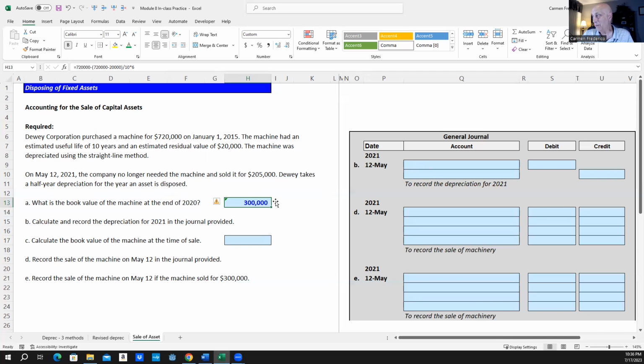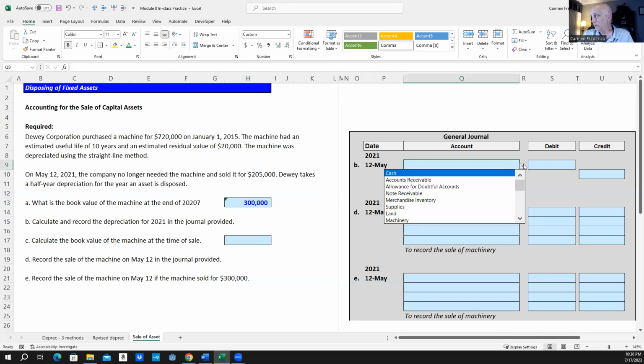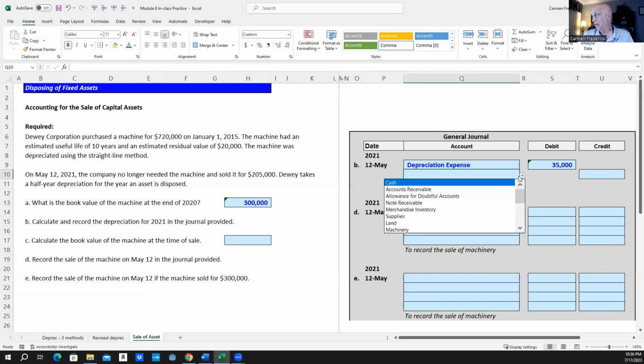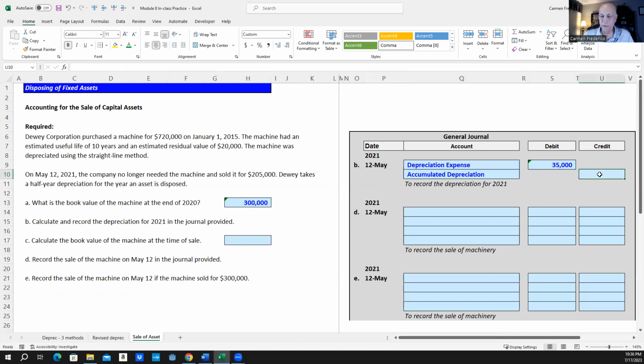So the entry for Part B is going to be, we're going to debit depreciation expense. And it's going to be for half a year. Well, we know a full year is $70,000, right? Divided by 2 is going to be $35,000 for half of a year. And we're going to credit the contra account called accumulated depreciation, so 35,000. Okay. So far, so good.